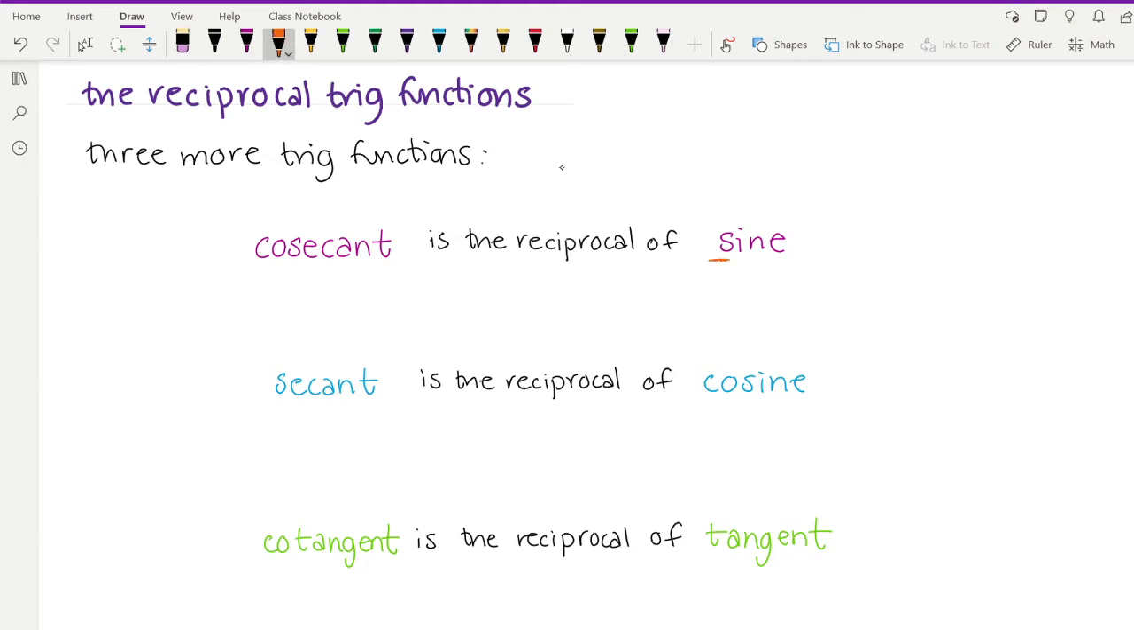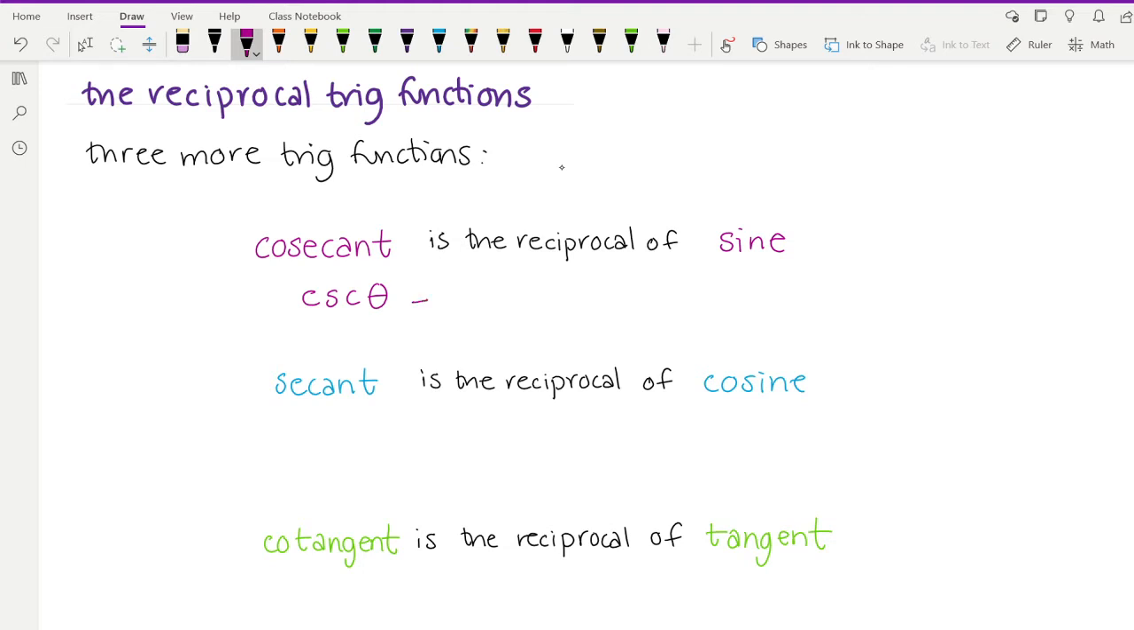So, sine starts with an S, cosecant starts with a C, cosine starts with a C, secant starts with an S. So they go with the ones that are kind of flipped from the original function. Okay, so I want to write out now the abbreviations for these. So cosecant is abbreviated as CSC. So we would write CSC of theta.